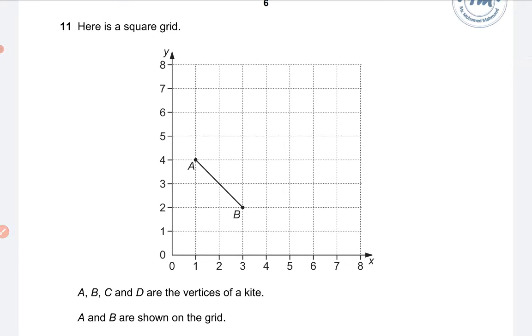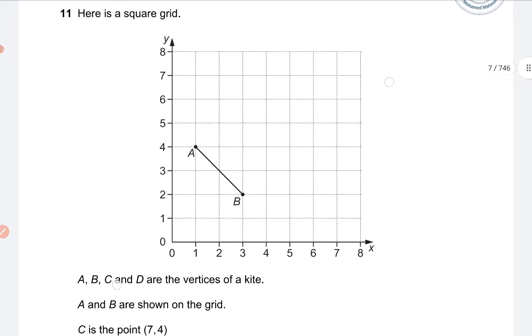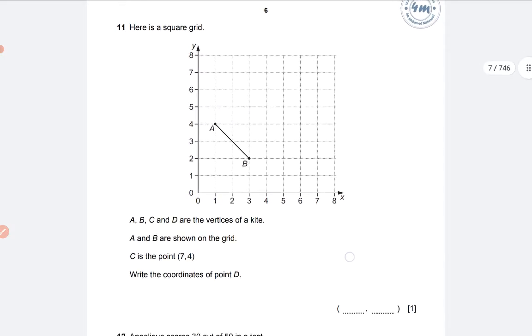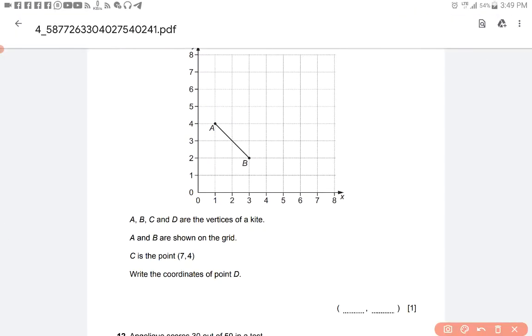Here is a square grid. A, B, C and D are the vertices of a kite. A and B are shown on the grid. C is the point 7 and 4. Write the coordinates of point D. At first represent 7 and 4. 7 on the x-axis, 4 on the y-axis. So it will be here. This is C.